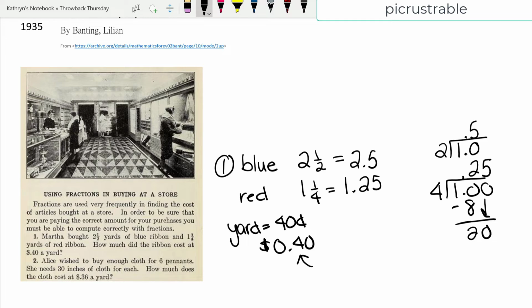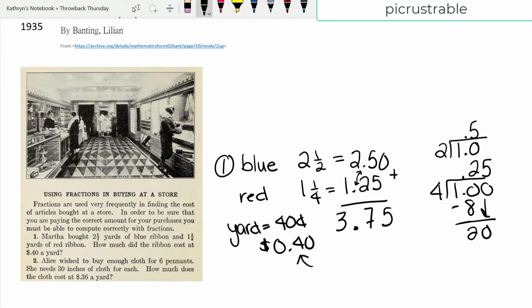Now what we're going to do is add the total amount of ribbon she purchased. I'm going to put a 0 here. 0 plus 5 is 5. 5 plus 2 is 7. I didn't mention, but you have to make sure that you have your decimals lined up, and we do. 2 plus 1 is 3. That means she purchased 3.75 yards, or 3 3/4 yards.